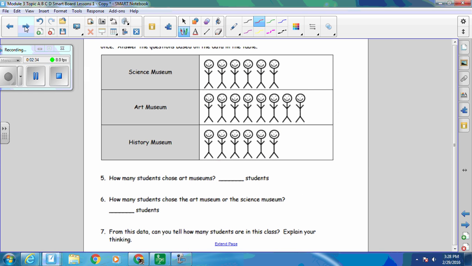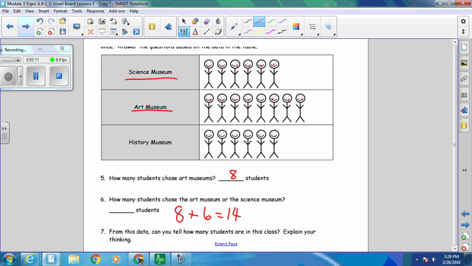On the back side, again, same scenario. How many students chose art museum? Go to the art museum. 1, 2, 3, 4, 5, 6, 7, 8. How many students chose the art museum or the science museum? This is both art museum and science museum. So I've got my 8. And then I have to add 1, 2, 3, 4, 5, 6. 8 plus 6 equals 14.